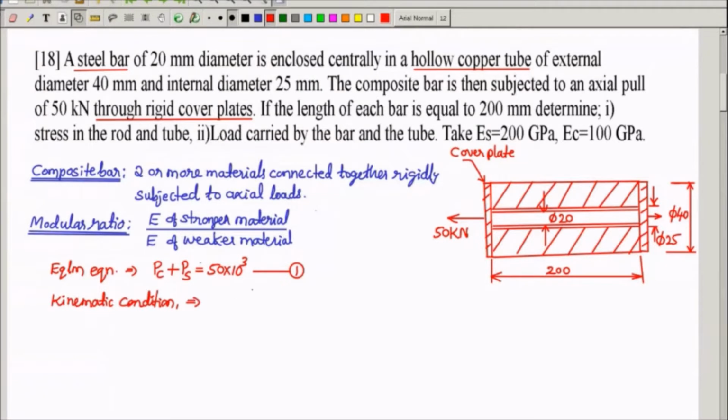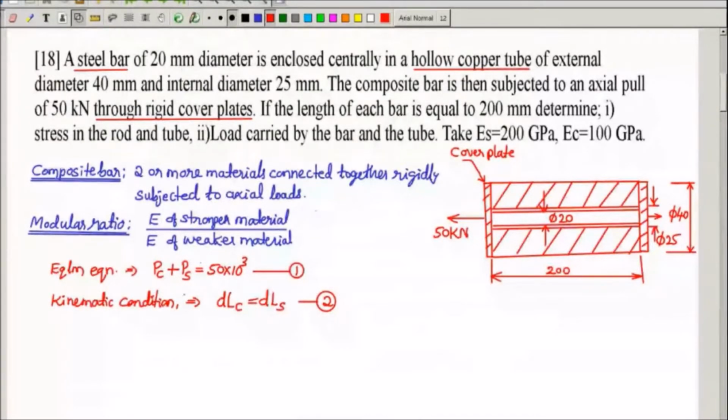For this problem, the kinematic condition or displacement condition is that both the members will deform to the same extent. When you have the rigid cover plate and pull it on either side, both the members will undergo the same amount of deformation. Right? That is the kinematic condition. So dl of copper should be equal to dl of steel. Using equations 1 and 2, I should be able to calculate the unknowns.